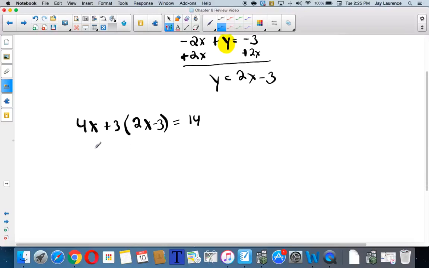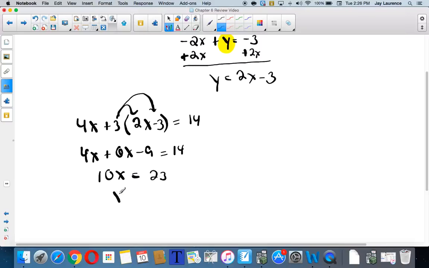All right, so got to do a little simplifying on the left-hand side. I'm going to distribute here, right? So I'm going to get a plus 6x minus 9. That's going to equal 14. So 10x is going to equal 23, I believe. So x is going to be 2 3/10.